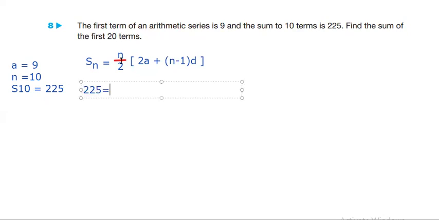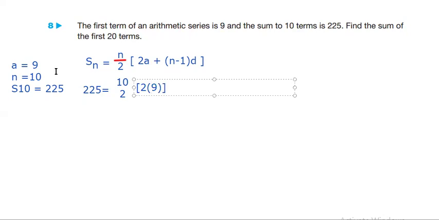And then n over 2. We already know the n, which is 10. So it's going to be 10 over 2. 10 divided by 2, which is 5. And then we open the bracket here. The 2a, which is 2 multiplied by a. So 2 times 9, like this. And then plus n minus 1. The n is 10. So inside the bracket it's going to be 10 minus 1. And then this will be multiplied by the d, which is a variable that we don't know.